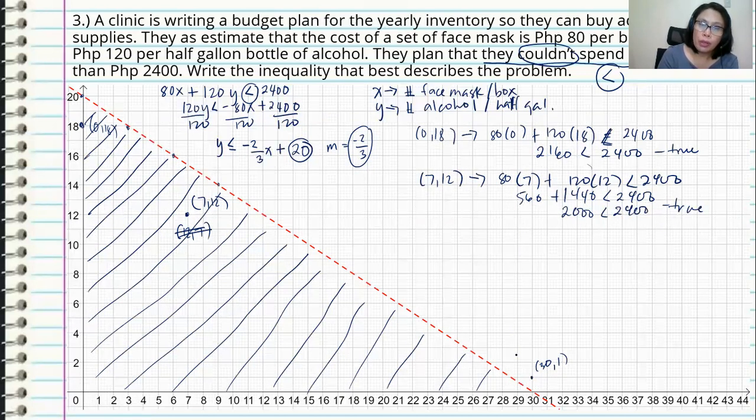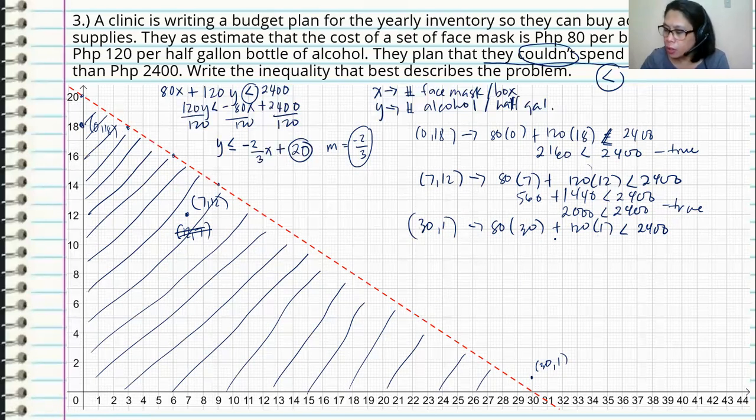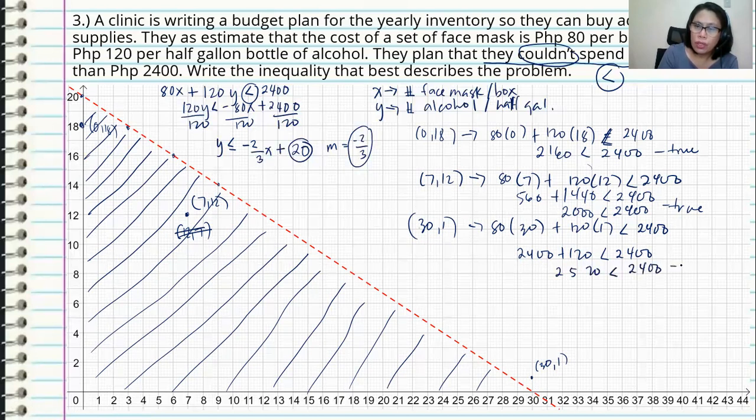And the point which is beyond the shaded region, (30, 1): we have 80 times 30 plus 120 times 1. Is it less than 2,400? We know that 80 times 30 is 2,400 already, and then plus 120, definitely this exceeds 2,400. To be exact, this is 2,520, which is not less than 2,400. So this is now a false statement. That's why (30, 1) is not within the shaded region.